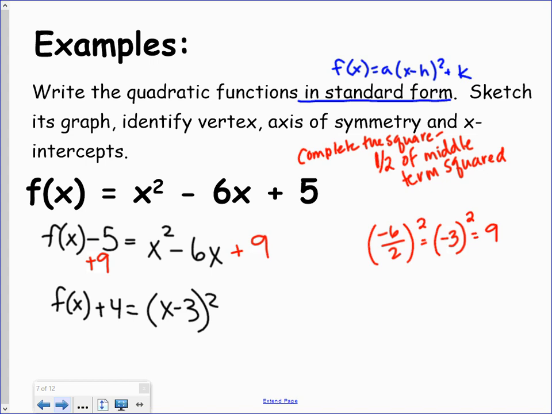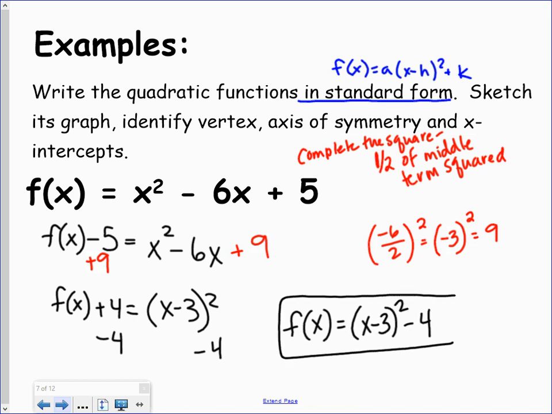Cool. Okay. And do you see how we're getting closer to this blue form? We got the squares now. The only thing we have to do is subtract the 4 from both sides. So subtract 4 from both sides, and you will have f of x equals x minus 3 squared minus 4. Cool. So could you now do vertex? 3, negative 4, x is the symmetry at x equals 3, set f of x equal to 0, add 4, square root, add 3. You could do all those things and then graph.